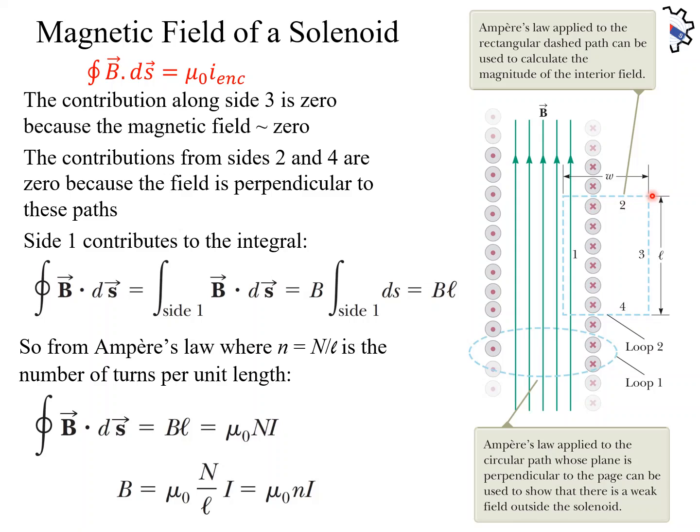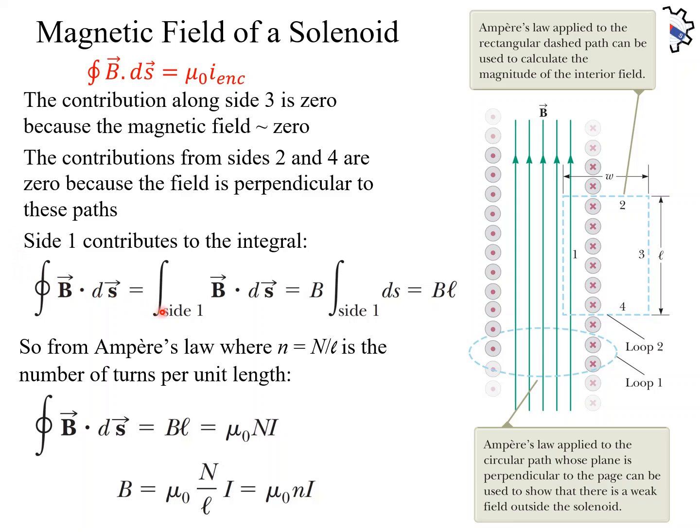So if we made it very large, arbitrarily large, then the contribution of the magnetic field along this length 3 would have to be 0. It will anyway be very small, even immediately outside the solenoid, as we find. But we can actually say it has to be 0 from that argument. Sides 2 and 4 don't contribute anything to the integral because they're perpendicular to the B field. And so we only get a contribution from side 1.